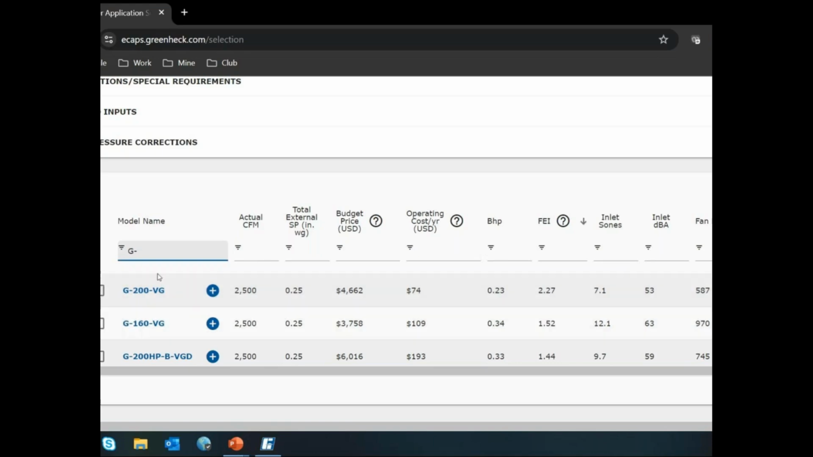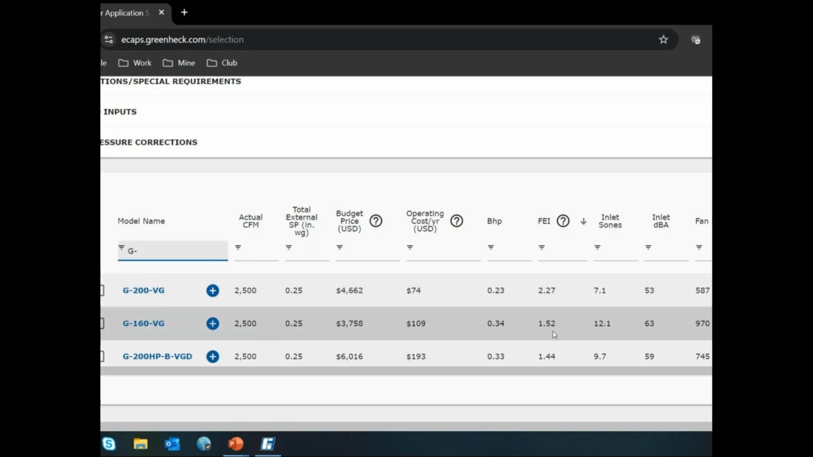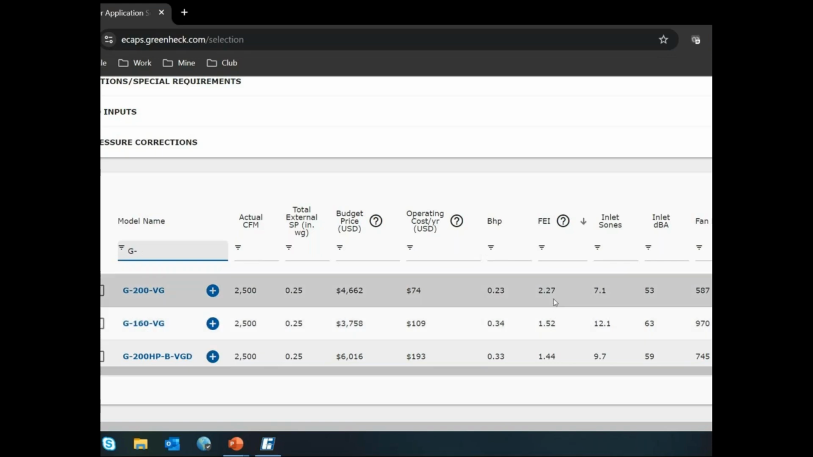And you can see this here. I mean, my top two selections are both excellent fans. This one's smaller, has a great FEI, but it's lower than the bigger one. That just makes perfect sense then.